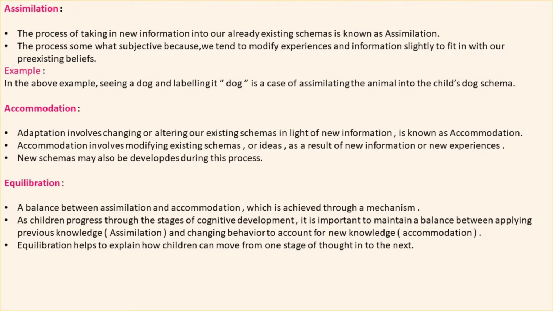Equilibration, a balance between assimilation and accommodation, which is achieved through a mechanism. As children progress through the stages of cognitive development, it is important to maintain a balance between applying previous knowledge and changing behavior to account for new knowledge. Equilibration helps to explain how children can move from one stage of thought into the next.